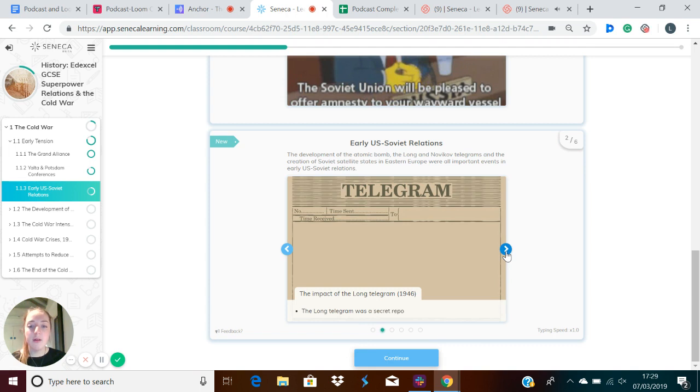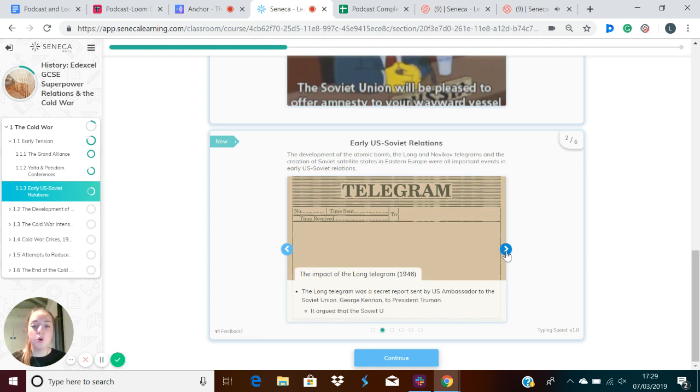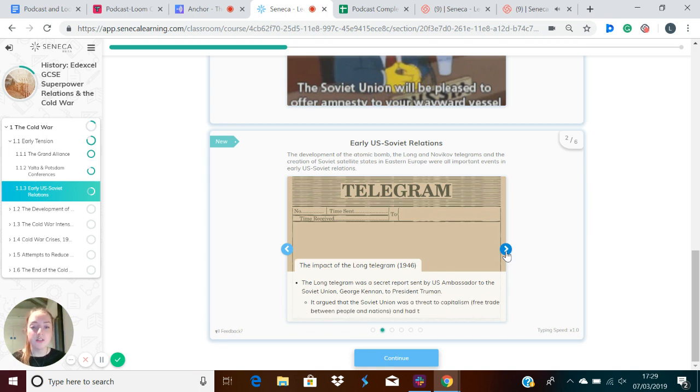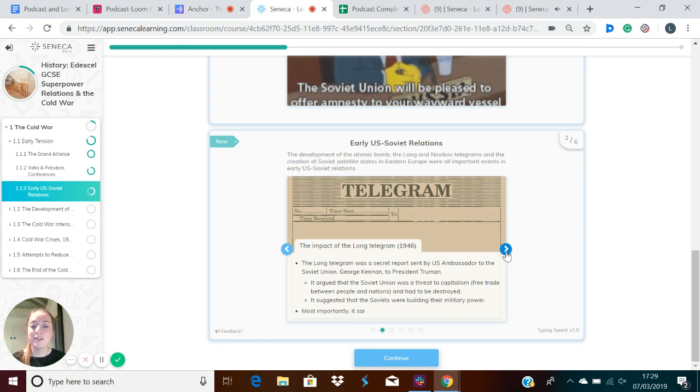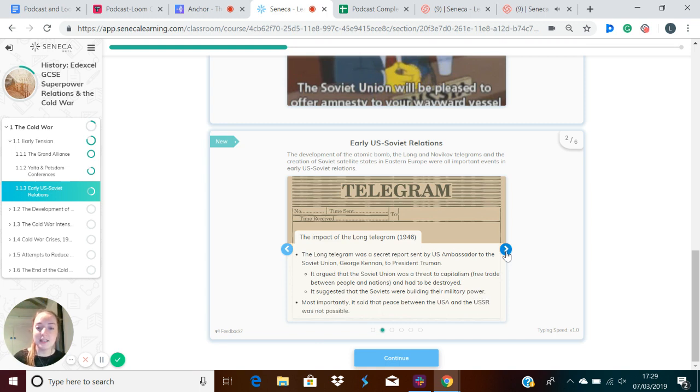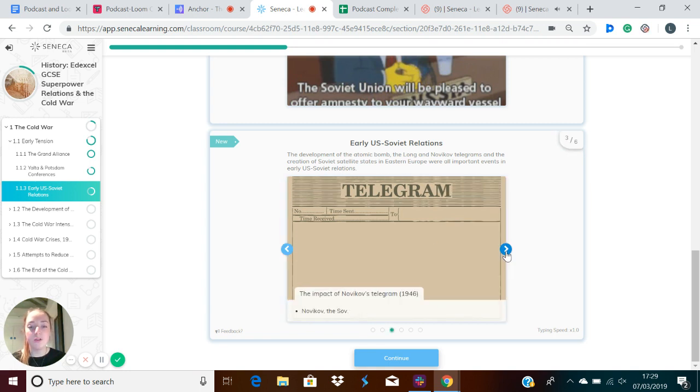The Long Telegram was a secret report sent by US ambassadors to the Soviet Union. So George Kennan sent a report to President Truman. This report argued that the Soviet Union was a threat to capitalism. Capitalism is the free trade between people and nations. So the report said that as it was a threat, the Soviet Union should be destroyed. It suggested that the Soviets were building their military power. An important aspect is that the report said that peace between the USA and the USSR was not possible.